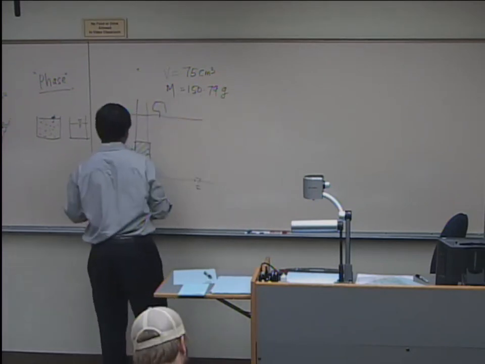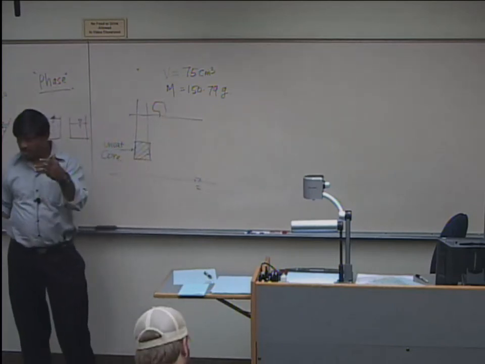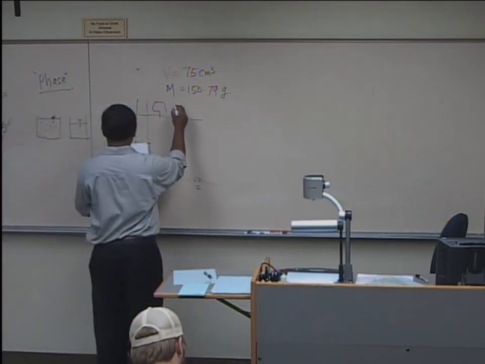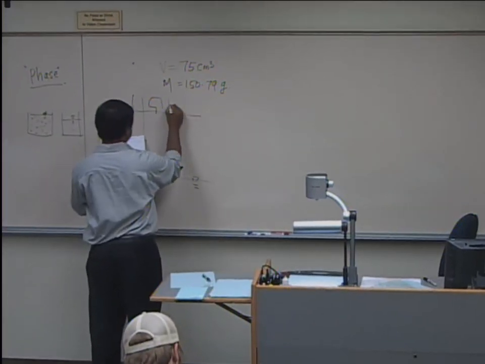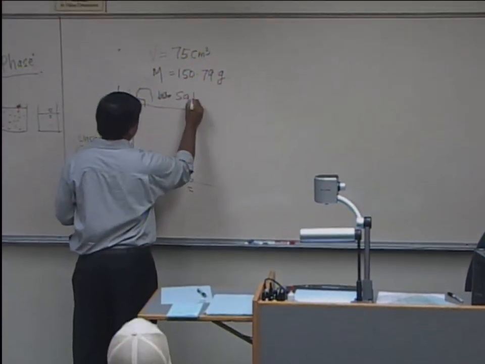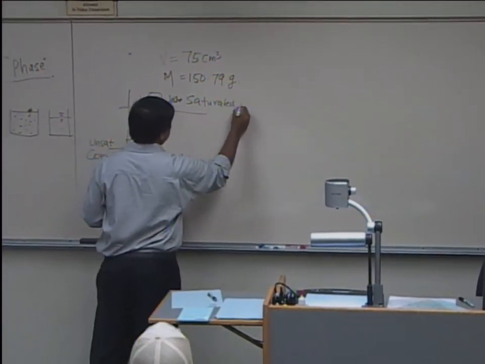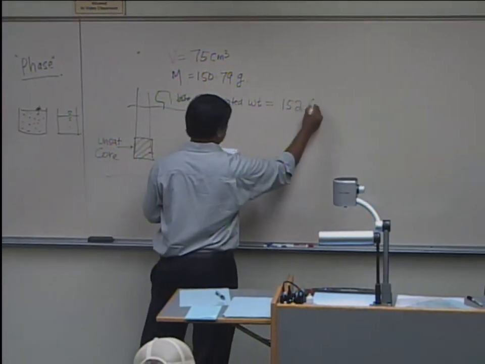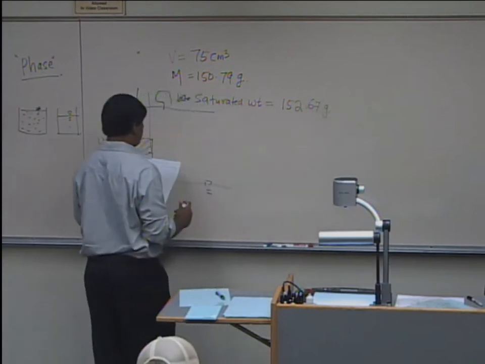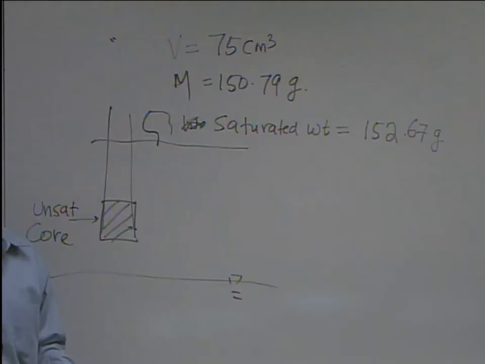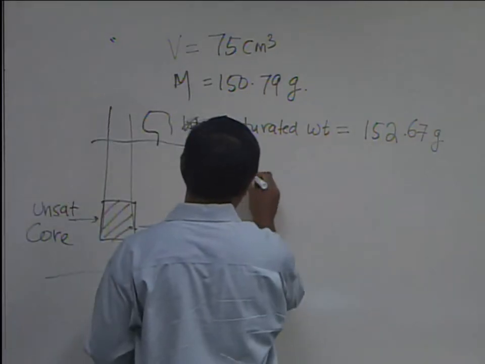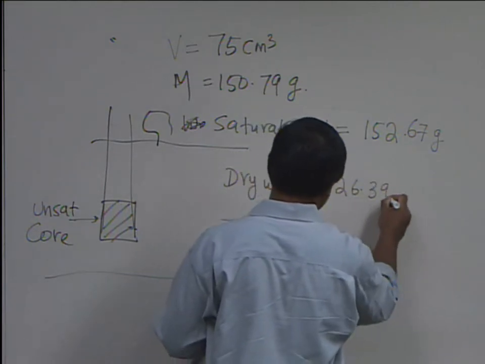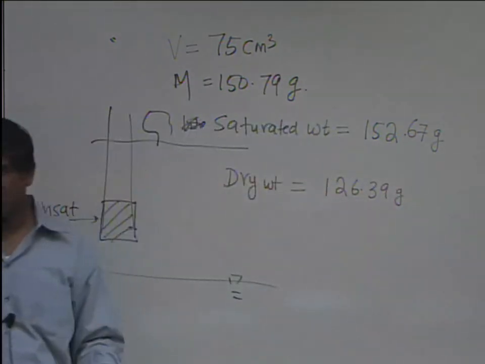Then I wetted this core. I put some water into it and completely saturated it, filled all the void with water, and that becomes the wet or saturated weight, which is equal to 152.67 gram. Then I threw it in the oven and dried it. So the dry weight is... By the way, this is how you evaluate soil properties.